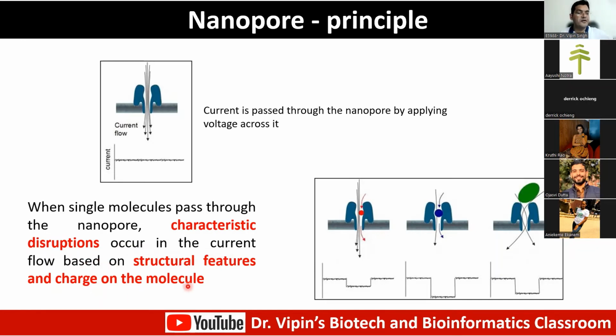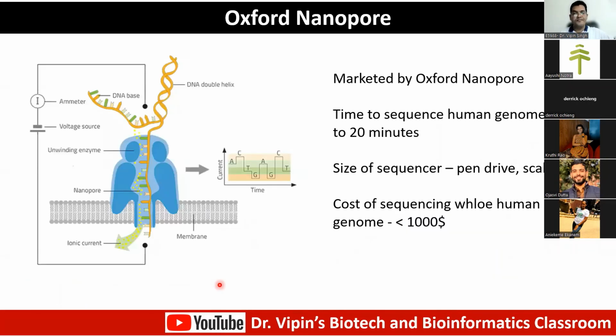So when a single molecule passes through the nanopore, characteristic disruptions occur in the current flow based on the structural features and charge of the molecule. So this is what you do. You basically use a helicase. So this is the technique where we are not using DNA polymerase. So remember this. In nanopore, you're not synthesizing a complementary strand and reading the nucleotides as they get incorporated.